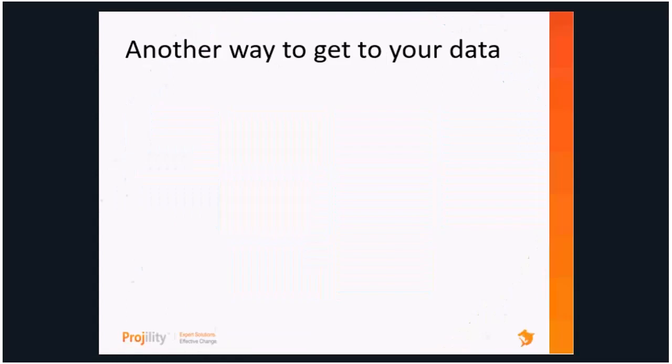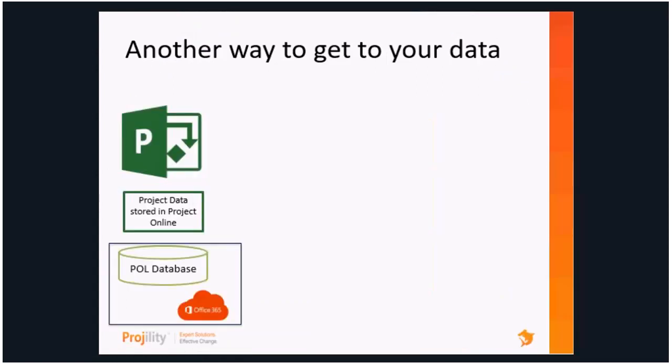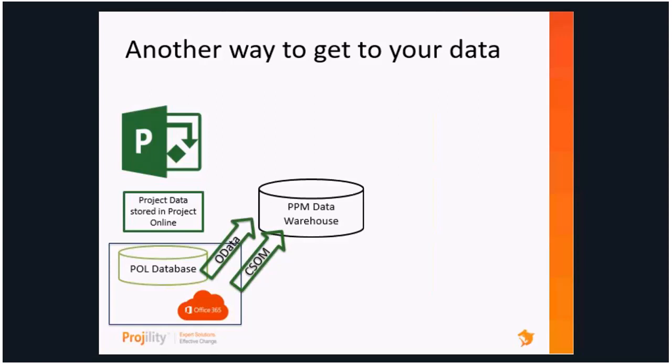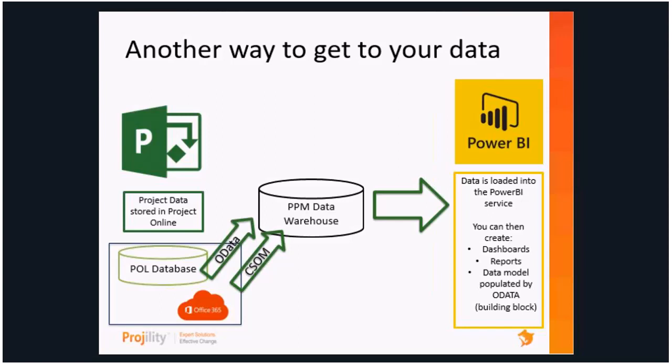Another way to get to your data, we've got our Project Online service. And a popular way a lot of people are looking at it now is not only using OData, because OData provides you a good amount of the data that's in Project Online, but also using Project Online's API, which gives you access to a lot of additional data in fields. And I'll give you some examples of that. Then staging that data in what's called a PPM data warehouse, which is a formal relational database, which you can store out in the Azure cloud as an example. And from there, you can generate your reports in Power BI.